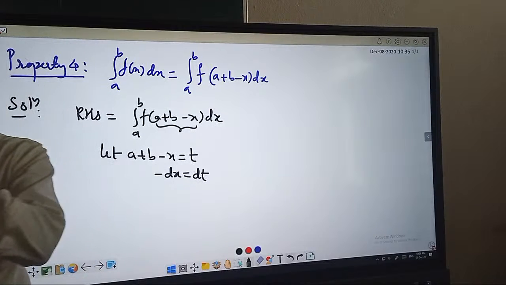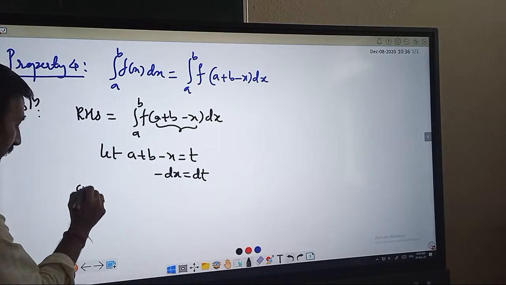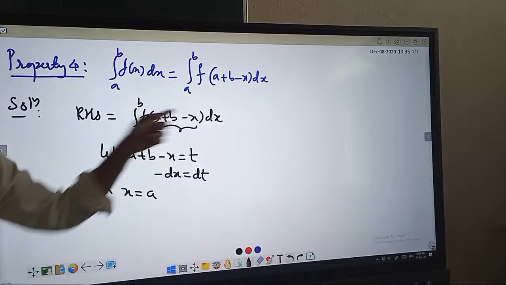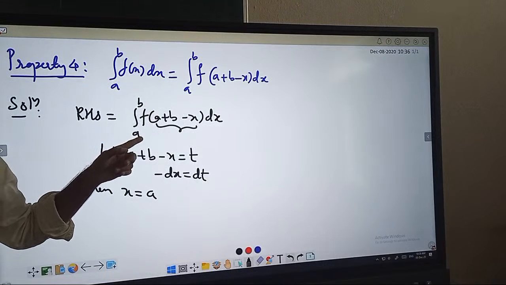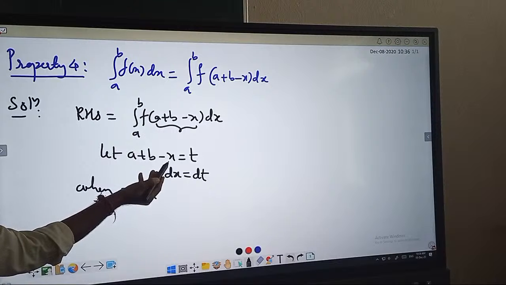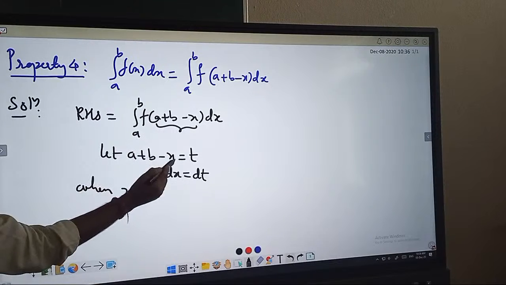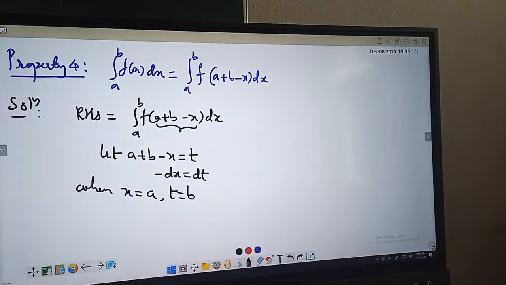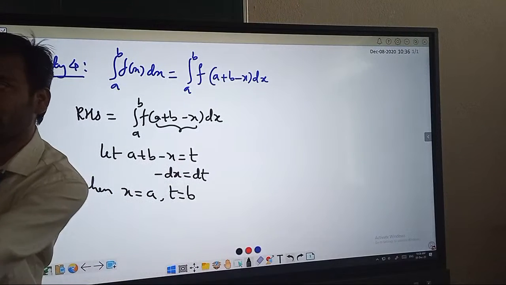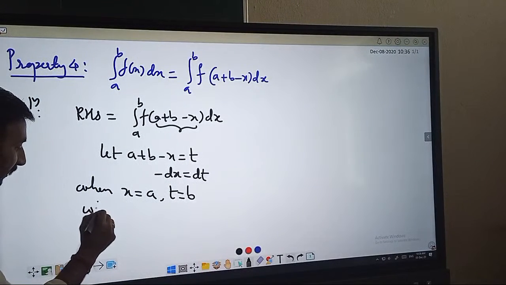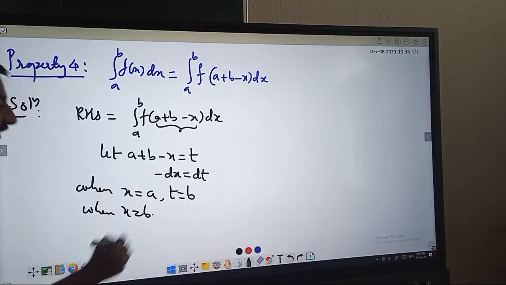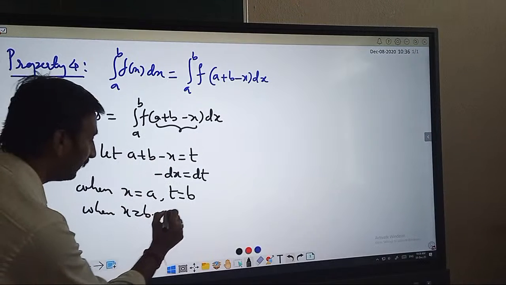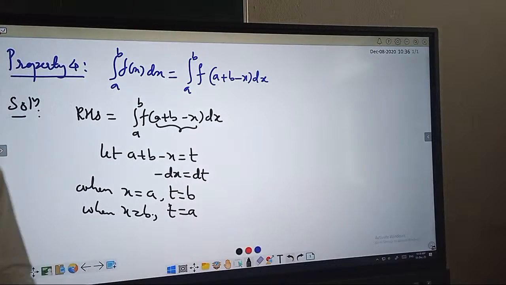And very important, when x was a, for the variable x, the lower limit was a. Now the variable becomes t. Look at this. If I put x equal to a here, what does the value of t become? a cancels, you get b. So that is t equal to b. The lower limit a, now it becomes b. The upper limit was x equal to b. Now put x equal to b here. What do you get? b cancels, you get a. Now it becomes t equal to a.